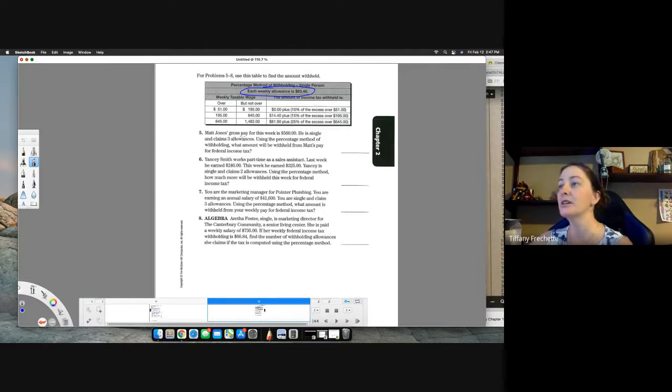So Matt Jones' gross pay for this week is $560. He is single and claims 3 allowances. And everybody's going to be single for these next couple problems because that's the chart they give you. So they're not going to be married on these ones. Using the percentage method of withholding, what amount would be withheld from Matt's pay for federal income tax? So first, we need to deal with his allowances, right? So we have $560, and we need to subtract his 3 allowances. So it's 3 times the $63.46.